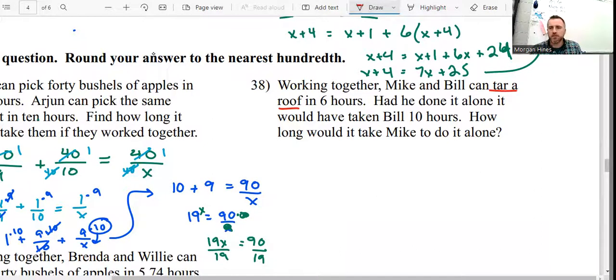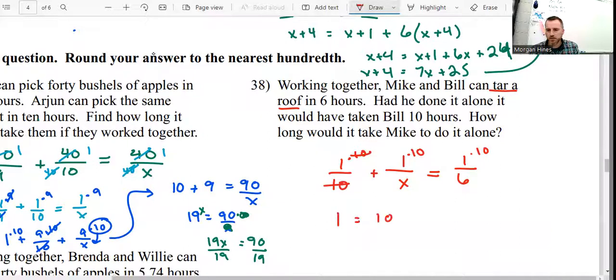So it says together they can do this in 6 hours. So Bill can do it by himself in 10. So one roof in 10 hours. So that's 1/10 of a roof every hour for Bill. Plus one roof in, we don't know how many hours for Mike, equals one roof in 6 hours for both of them. So now we multiply by 10 everywhere. These 10s cancel out. We get 1 plus 10 over x equals 10 over 6.